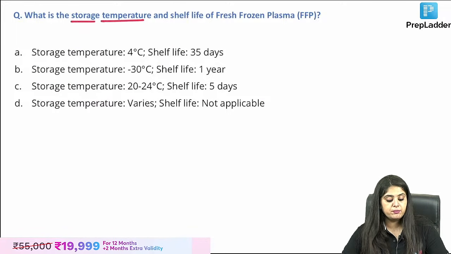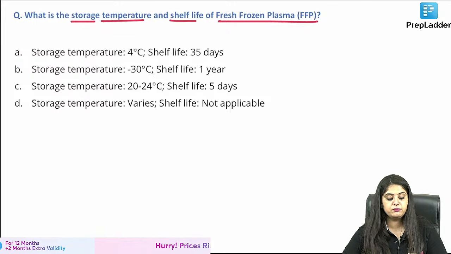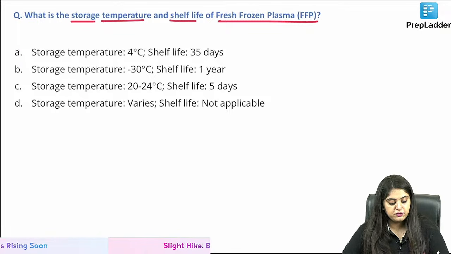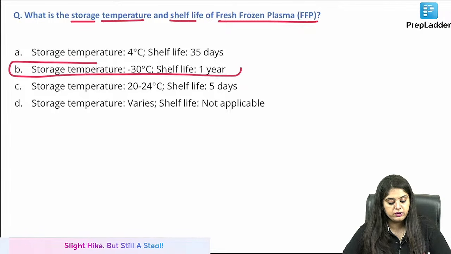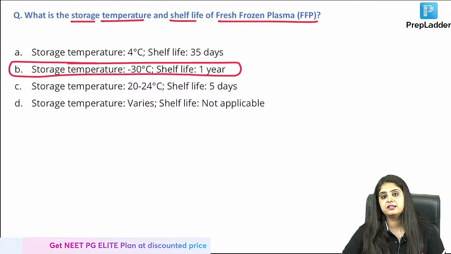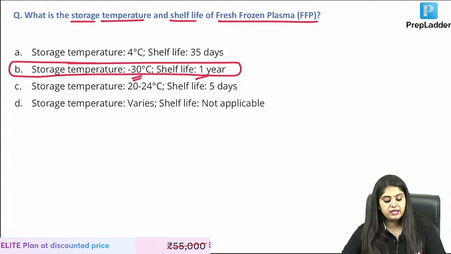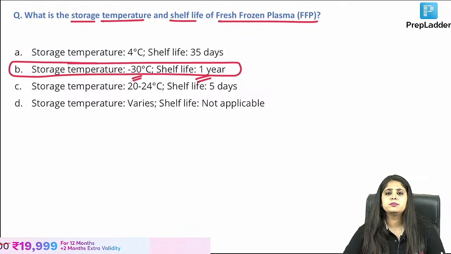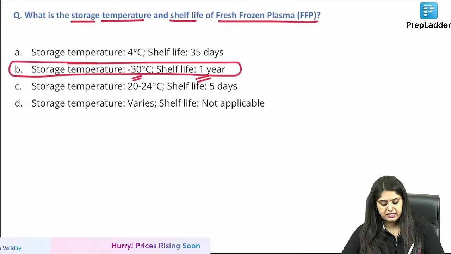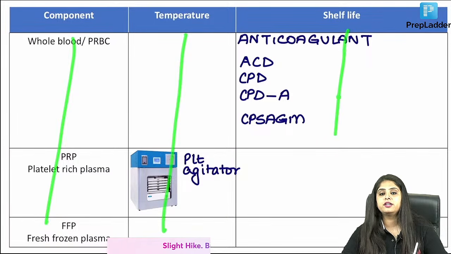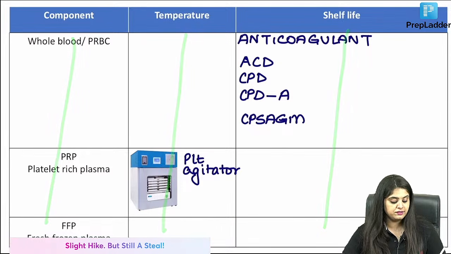What is the storage temperature and the shelf life of fresh frozen plasma? Only fresh frozen plasma has been asked. So obviously, if your common sense is working till now and you've not slept off, then it has to be something to do with frozen, minus something. And whenever you freeze something, it has to be going on for a longer time, that is 1 year. Common sense question. But when we see blood bank questions, we get scared. So what all of you are going to do, you're going to write all the blood products, their temperatures, their shelf life, and anticoagulants. So let's start.